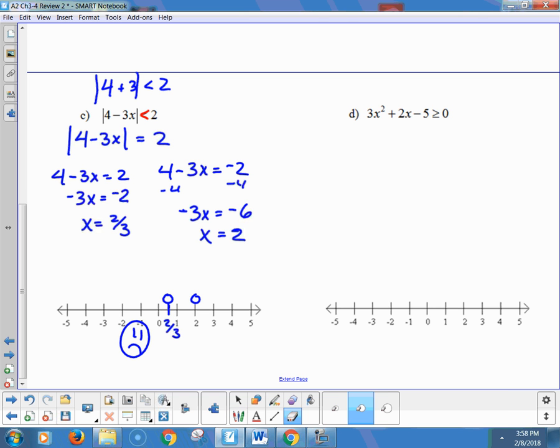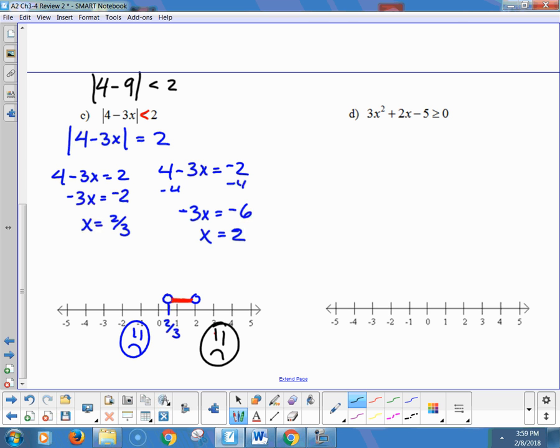We could test positive 1. When x is positive 1, I get 4 minus 3. Is the absolute value of that less than 2? Absolutely. So this region in here seems to work. And we could test 3 just to make sure, but I think I see a pattern here, and I'm pretty sure that 3 is not going to work. 4 minus 9 is not less than 2, so this area over here also fails. So we would write our solution. X must be less than 2 and greater than 2/3.